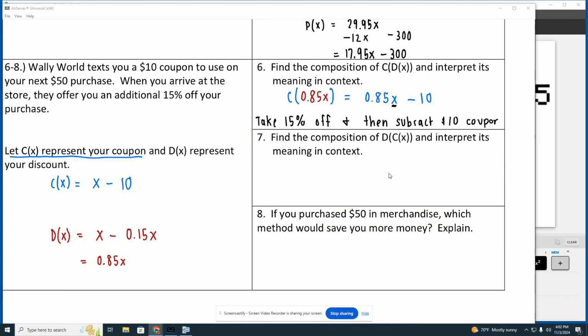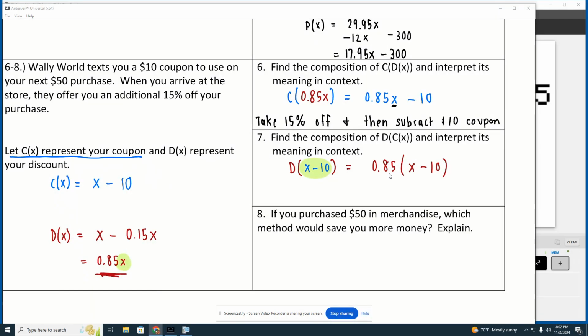That's the order going when we do C of D of x. Now let's see the next one. The next one wants me to do D of C of x. And C of x is, I'm sorry, wrong one, C of x is x minus 10. So now I'm going to go down here to this equation, and when I see x right here, I'm going to replace that with x minus 10. So instead of doing 0.85 times x, I'm going to do 0.85 times x minus 10.